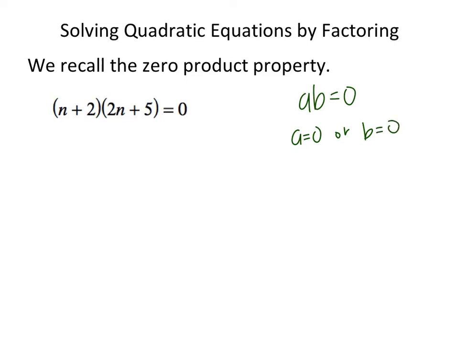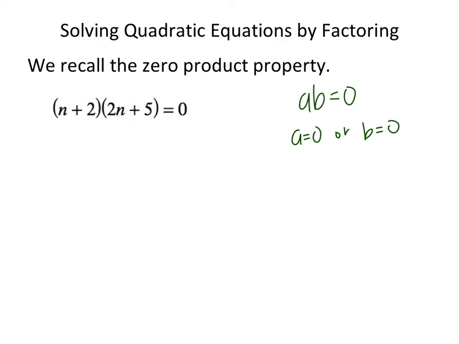And we've seen this before, where we have two factors, two binomials, and we equate each of them to 0 and solve for n. That's basically what we're going to be doing for this whole section. We're going to be factoring, and then solving for our variable.